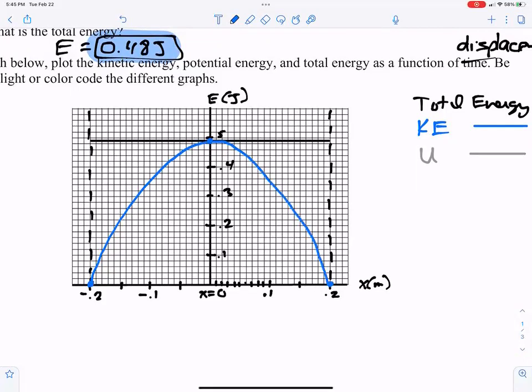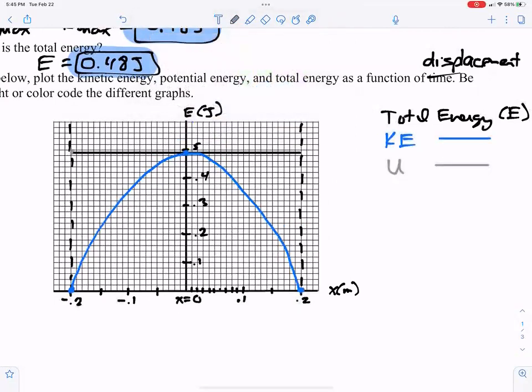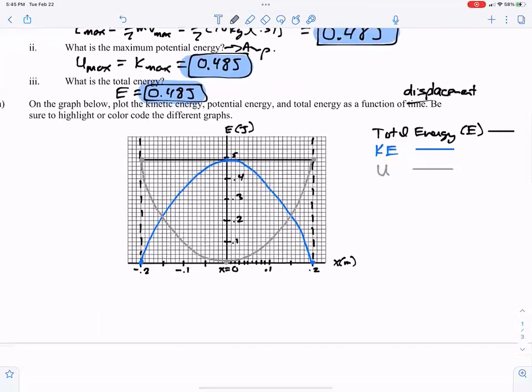Okay, and then the gray curve is going to be exactly the opposite. I'm going to have maximum potential energy at the amplitude, 0 potential energy at the equilibrium, and it would look like a curve that is a vertical reflection of the blue curve. Okay, so that would be our potential energy as a function of position.